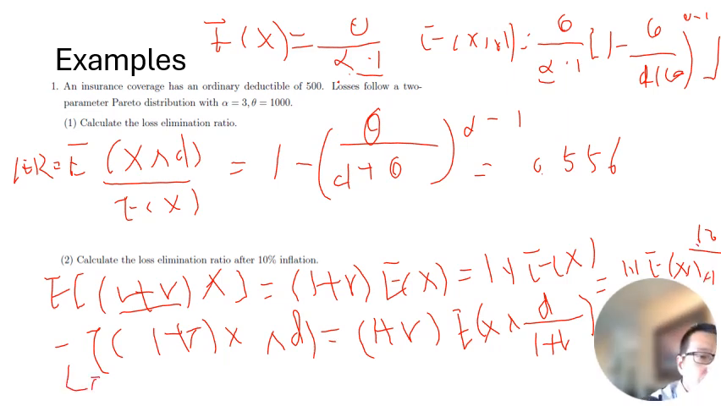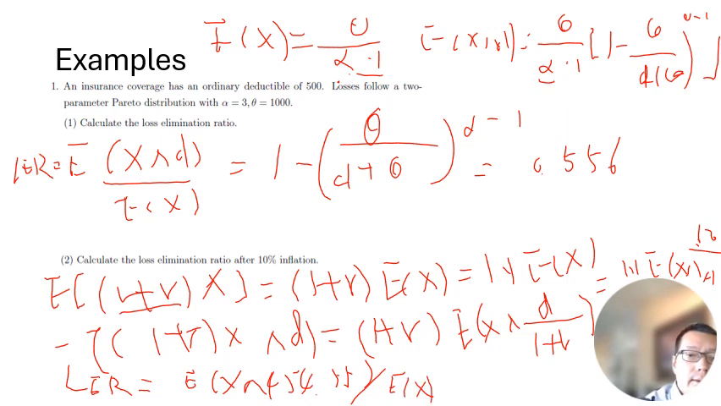Once we have both ready, LER is the same thing: the expected value of X capped at 455.4455, which is 500 over 1.1, divided by E[X]. Then you will get the result. I'm not going to explain further, but if you are not very familiar with this part, you can also refer to the notes, because the notes have slightly better handwriting than mine.